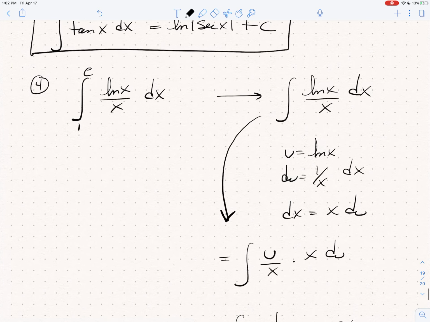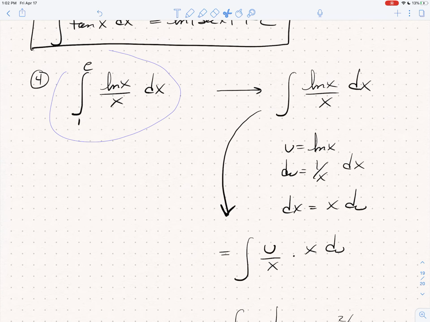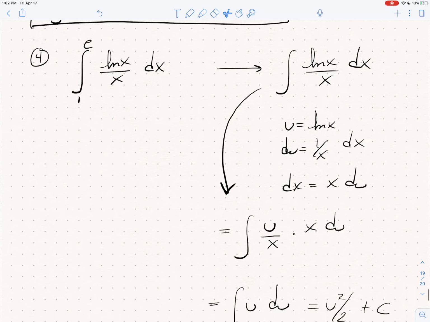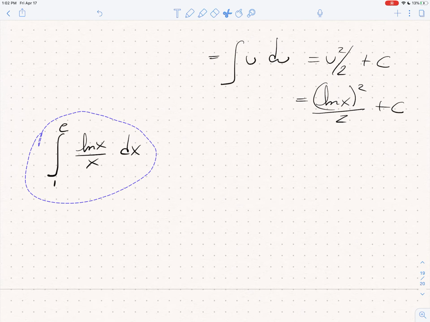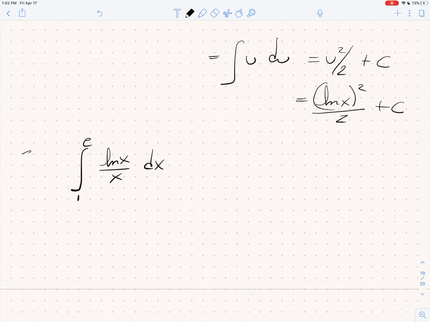Now I want to go back to my original problem. Let's copy it down. So this problem is just ln of x squared over 2 evaluated from 1 to e.